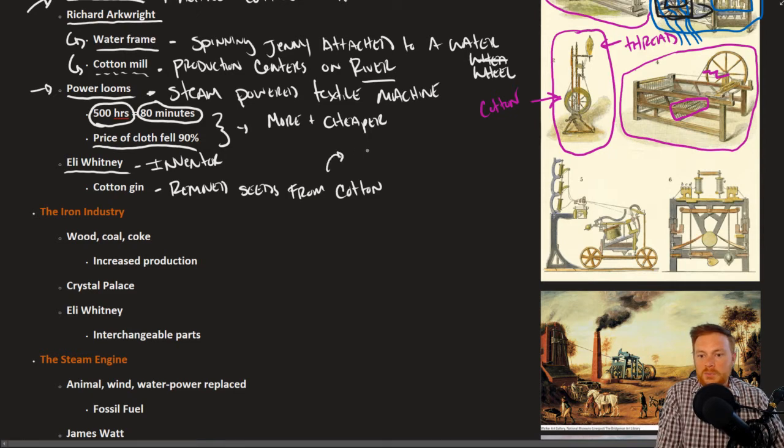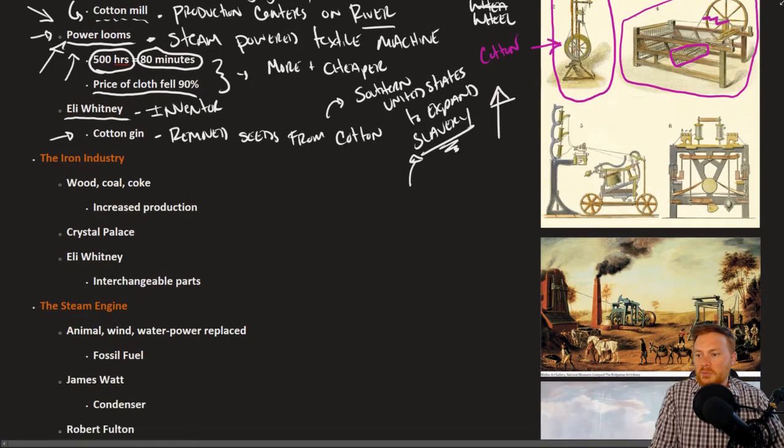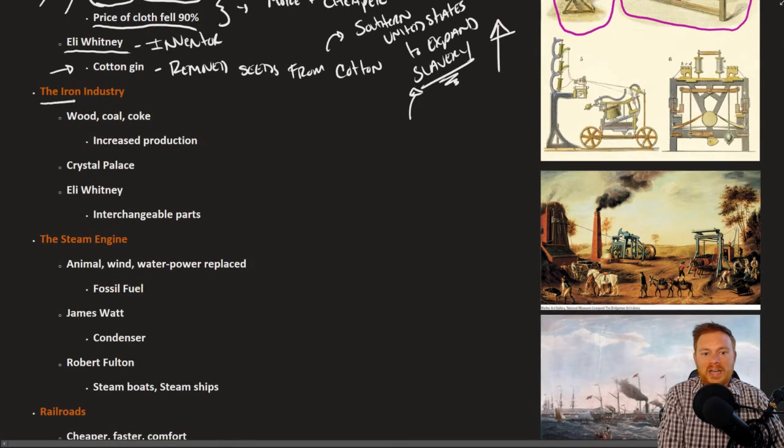This had a big impact specifically on the southern United States to expand slavery. Because cotton was in such high demand, because it could now be produced with power looms at a rate that was exponential to what it was before, and because the cotton gin could remove the seeds exponentially quicker, essentially there was an exponential need for slavery. And so especially in the southern United States, the number of slaves simply skyrocketed as a result of the Industrial Revolution.